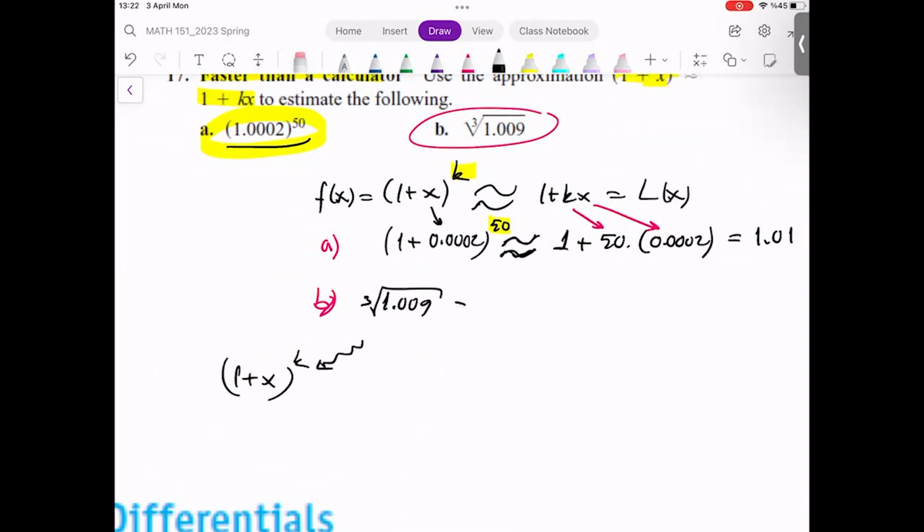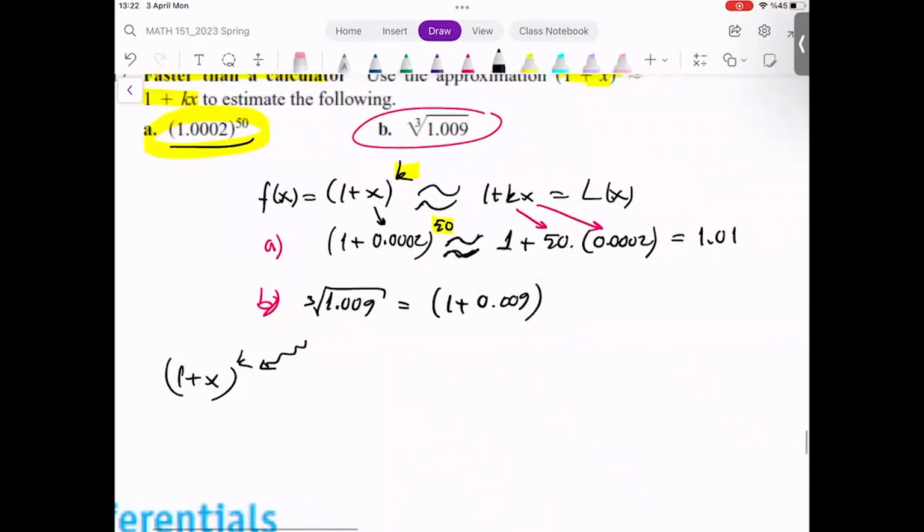Okay, let's try to convert it. It is 1 plus 0.009 to the power, what is the power here? Can you tell me? It is 1 over 3. This was x here, this was k. And similarly, I obtained the same form. And now, time to insert this x and k in your linearization function.